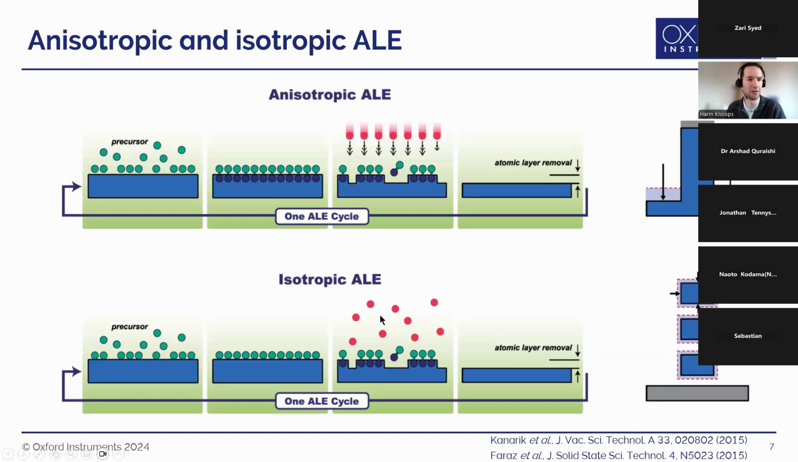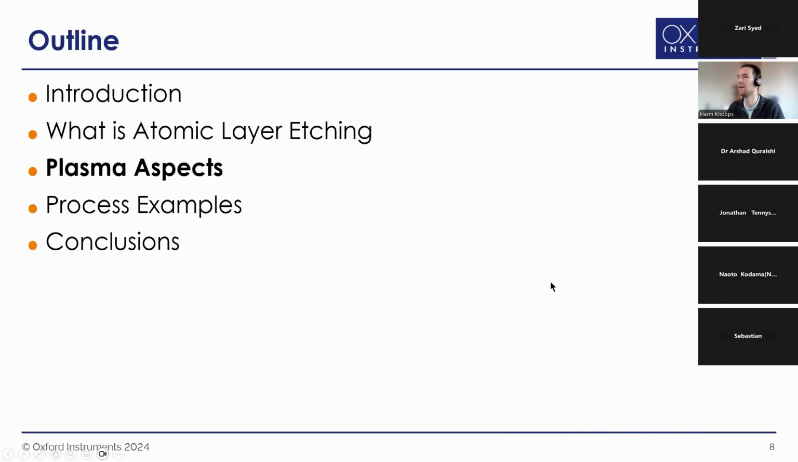And it could also be radicals. So it could be fluorine radicals or oxygen radicals that react. And radicals can collide multiple times and therefore can also be used for isotropic processes. So that's conceptually basically what ALE is. Now let's look a little bit deeper at some plasma aspects, because I can imagine, for this audience, that is what people are maybe a bit more interested in.